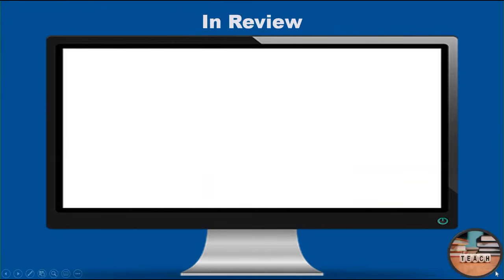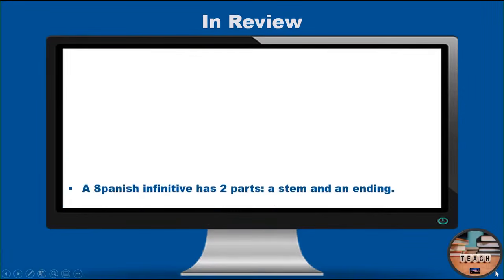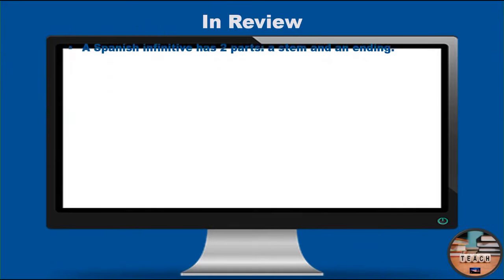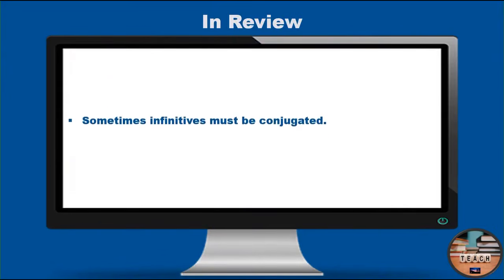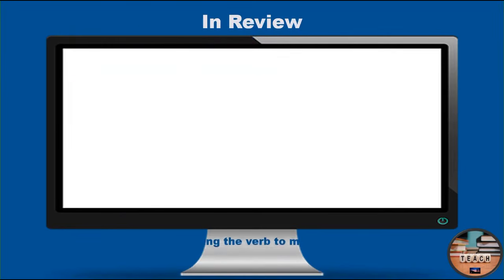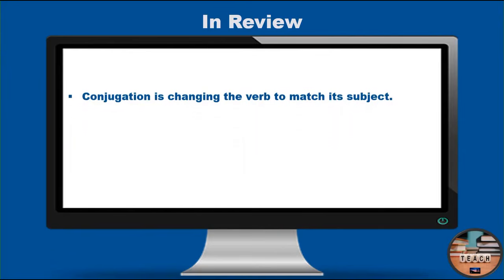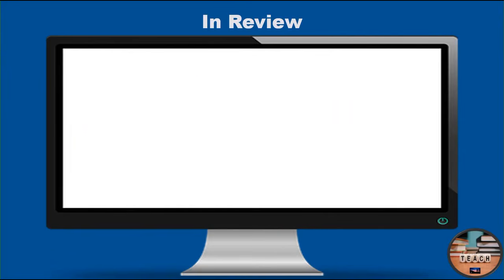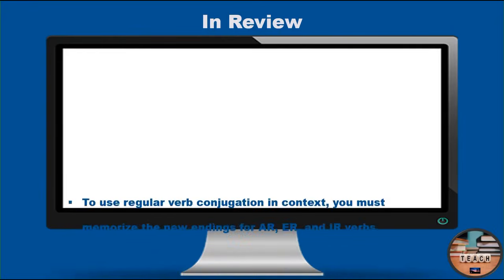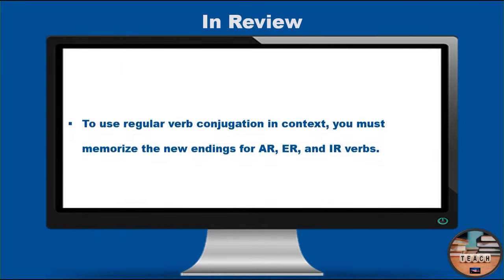In review, a Spanish infinitive has two parts, a stem and an ending. Sometimes infinitives must be conjugated. Conjugation is changing the verb to match its subject. And to use regular verb conjugation in context, you must memorize the new endings of AR, ER, and IR verbs.